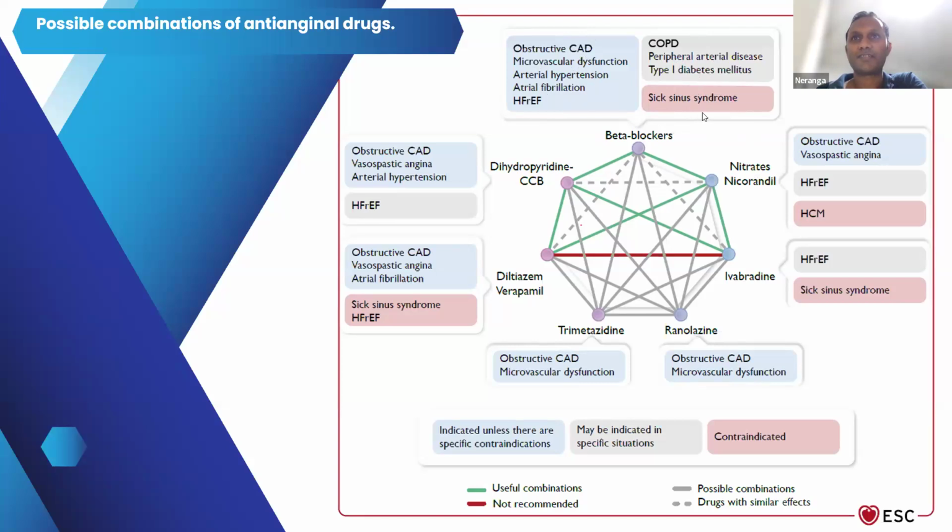If the patient has obstructive coronary artery disease, vasospastic angina, AF, verapamil is preferred, but if the heart rate is low, verapamil is not preferred. So in that patient, you have to go to beta blockers, etc. You have to tailor the treatment according to the patient profile. So it's patient-centered medicine.